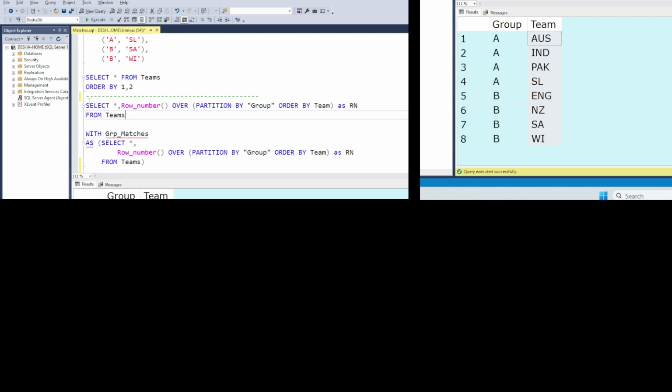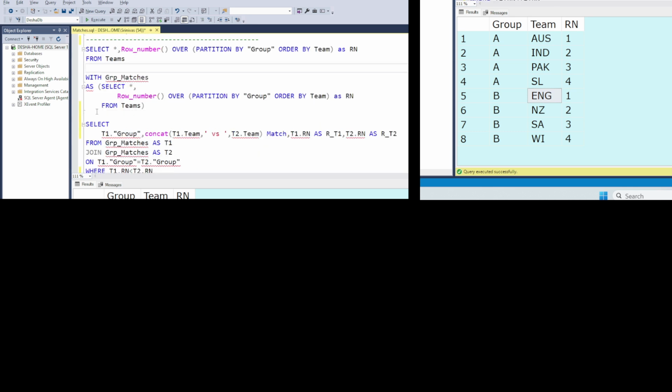For the query, I'm using row number at a group level. At a group level, I have used partition by group. So if we have teams at a group level, 1, 2, 3, 4, and in case B has only 2 or 3, it will give row number at 2 or 3 level respectively, based on the number of teams there are in that group.